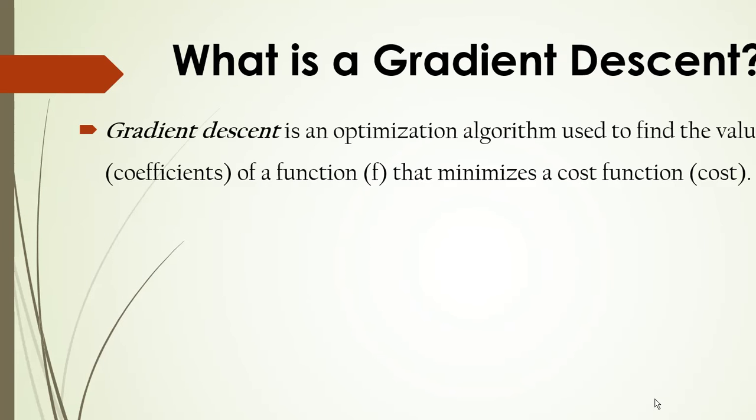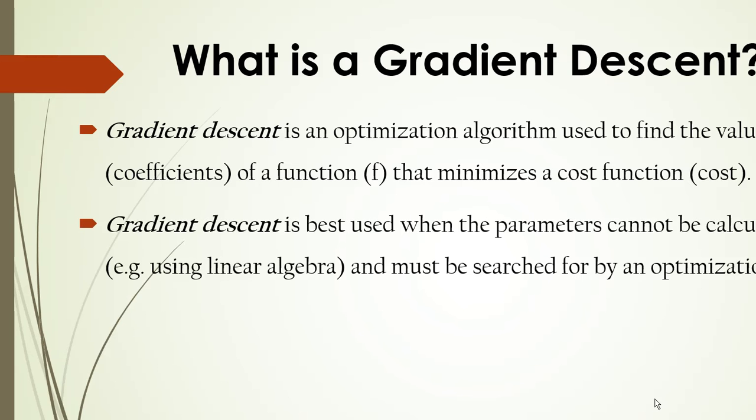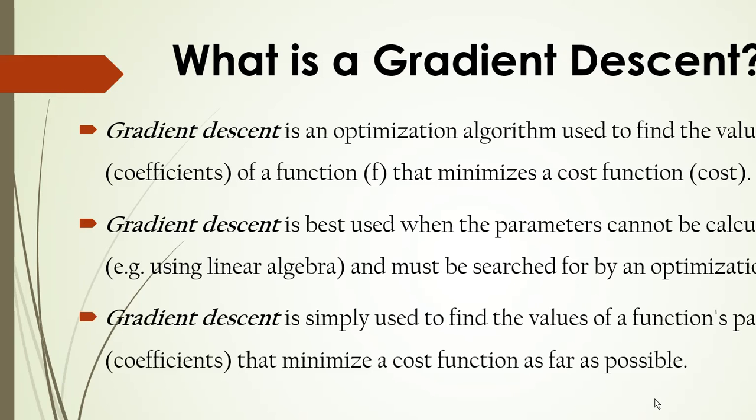So, what is gradient descent? Gradient descent is nothing but an optimization algorithm which is used to find the values of parameters, that is, we can call them coefficients, of a function that minimizes a cost function. Gradient descent is best used when the parameters cannot be calculated analytically, that is, using linear algebra, and must be searched for by an optimization algorithm. So gradient descent is simply used to find the values of a function's parameters, which we can call coefficients, that minimize the cost function as much as possible.